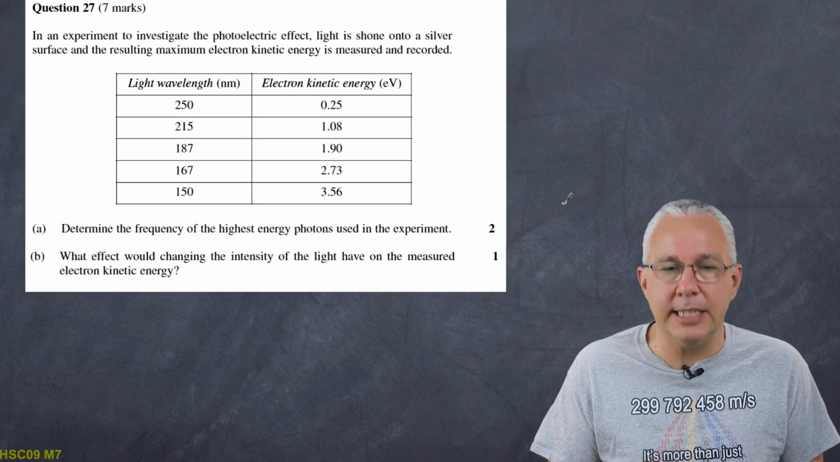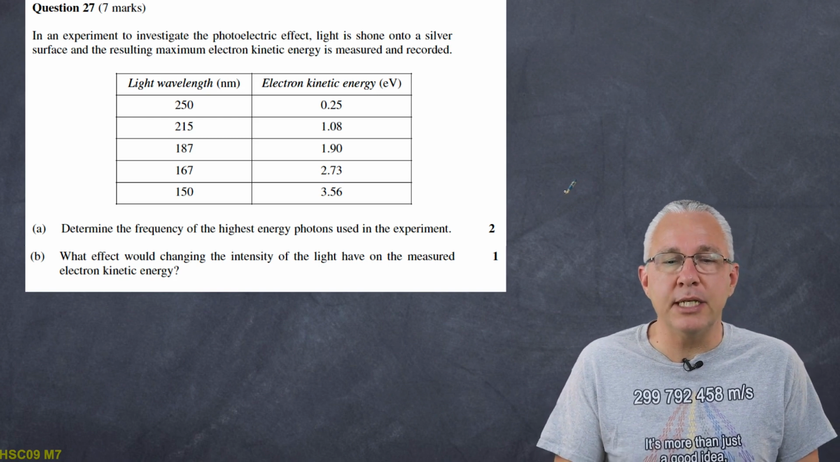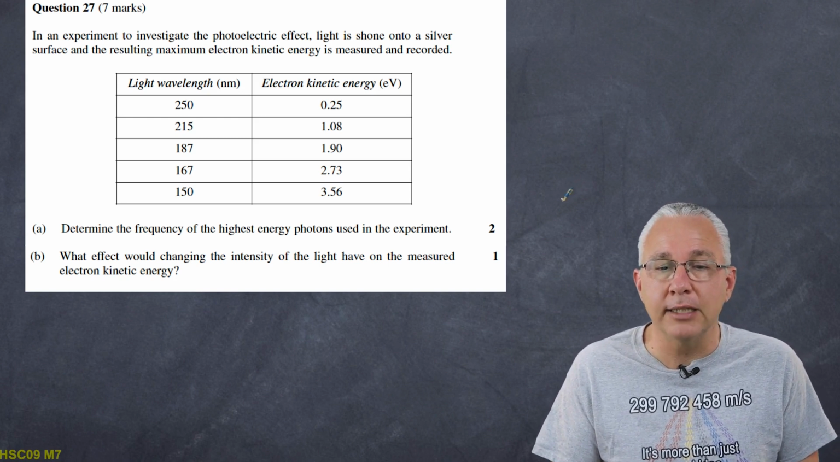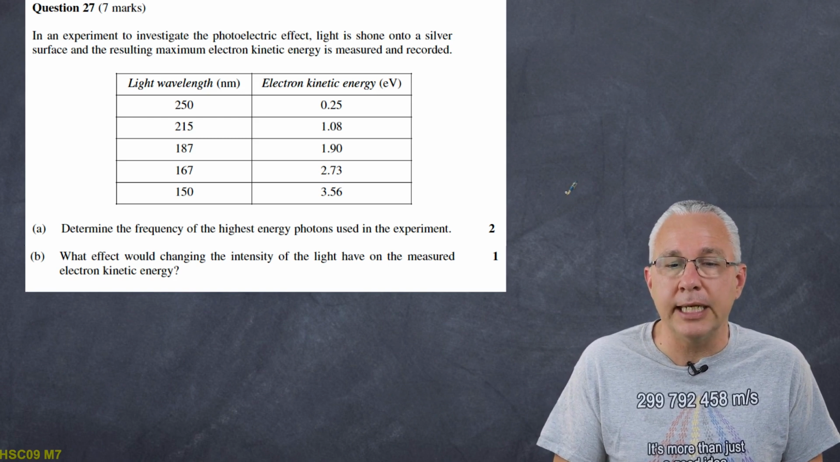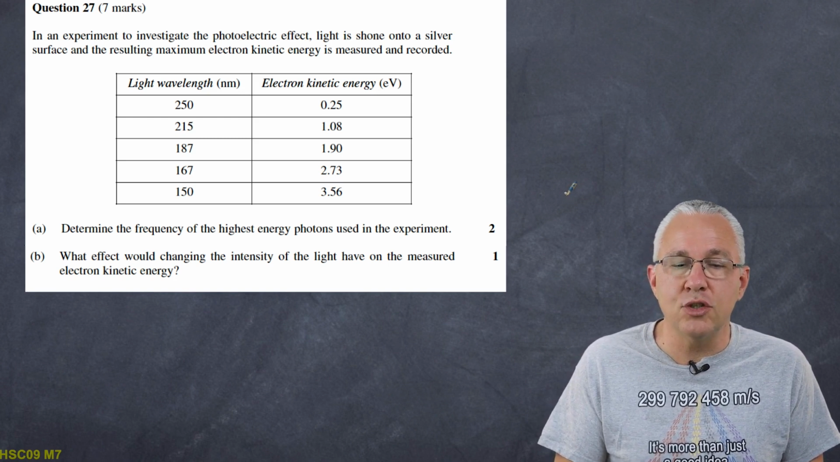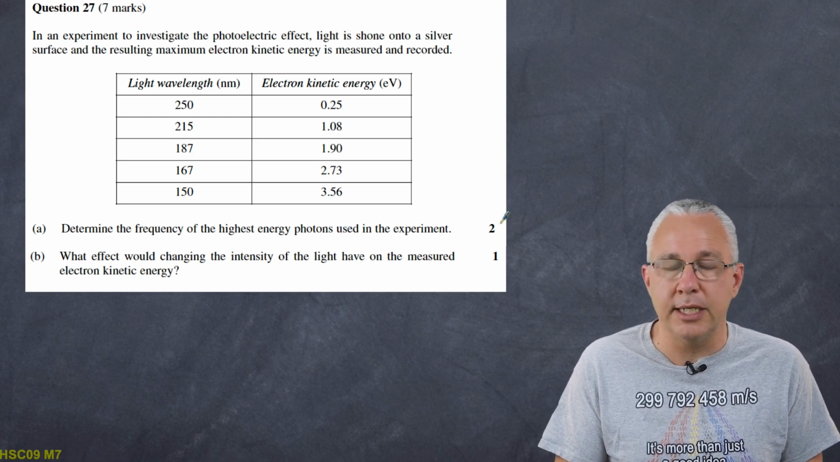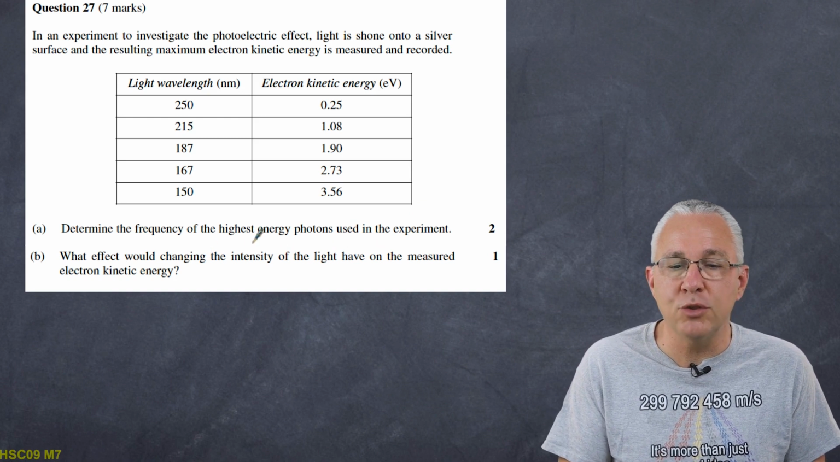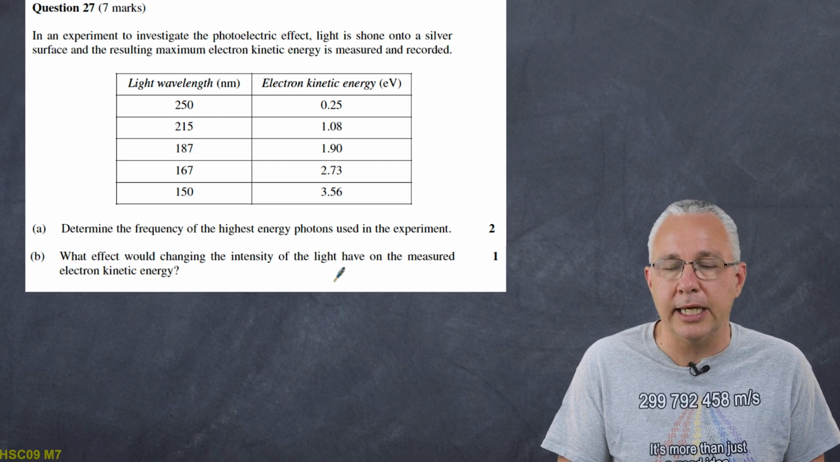Question number 27. We're jumping back to our photoelectric effect here. An experiment is used to investigate the effect of light shone onto a silver surface, and the results of a maximum kinetic energy are measured. Part A says determine the frequency of the highest energy photons used in the experiment. And part B, what effect would changing the intensity of the light have on the measured electron kinetic energy?